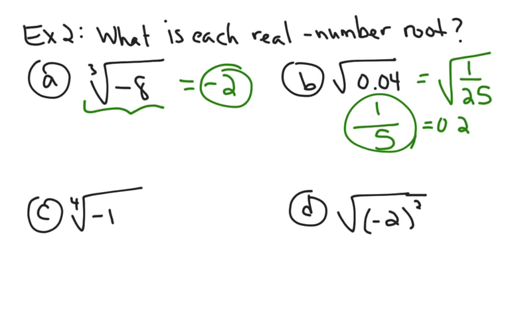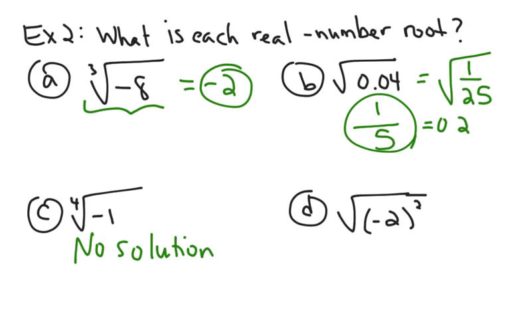The fourth root of -1. Wait a second, that's an even root, and it's a negative number underneath. It has no solution, because you can't take an even root of a negative.